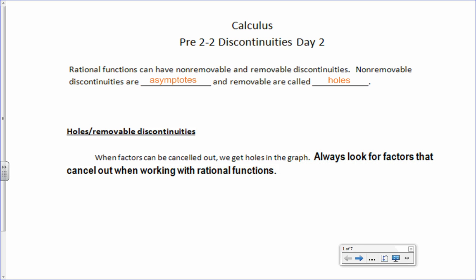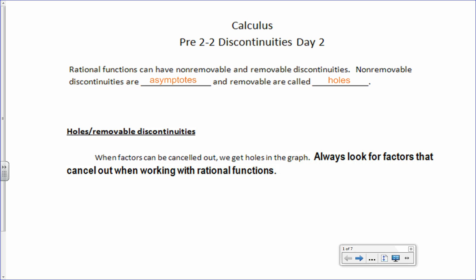You get holes in the graph, and huge hint, that's why it's written a little bit bigger. Always look for those first before you do anything else. Right? Otherwise, you're going to get some false answers on vertical asymptotes if you don't look for the holes first. The reason I waited to do this particular one till the second day is I made sure none of the ones on the first day were going to have that happen.